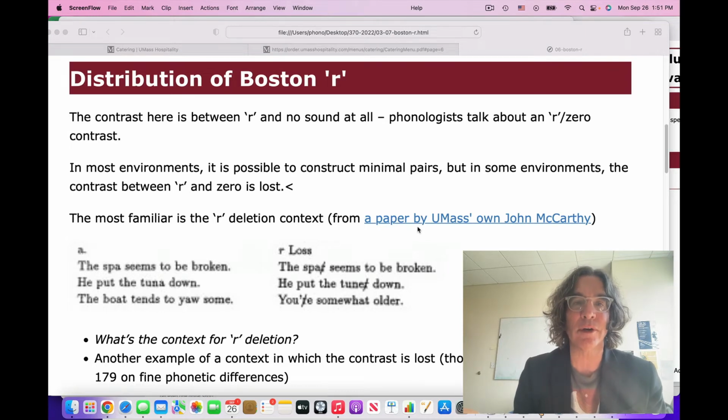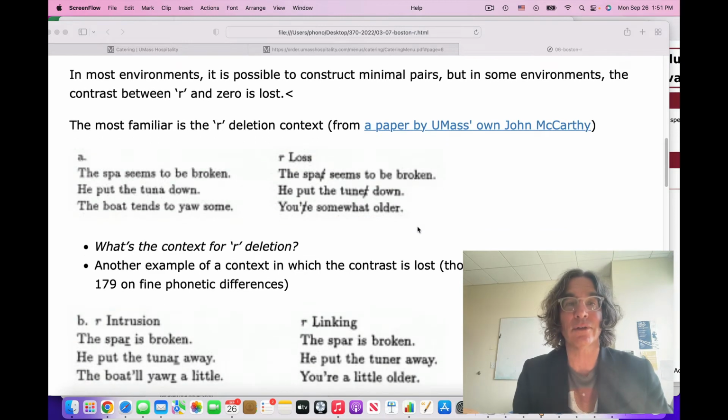And the most familiar context in which it's lost is in what's called the R deletion context. These examples are from a paper by UMass's own John McCarthy. In the first set, we have examples in which there's what's called R loss in the paper, or R deletion. So the spa seems to be broken, the spar seems to be broken. In my variety of English, I would say the spa seems to be broken and the spar seems to be broken. But in Boston English, which of course would have a lot of other differences in pronunciation, the contrast between the R final word and the word that doesn't have an underlying R is lost.